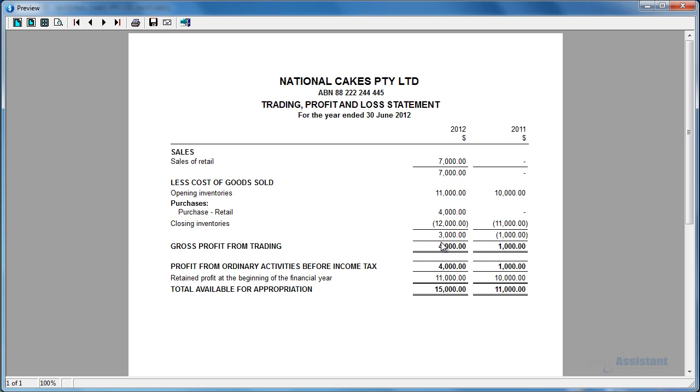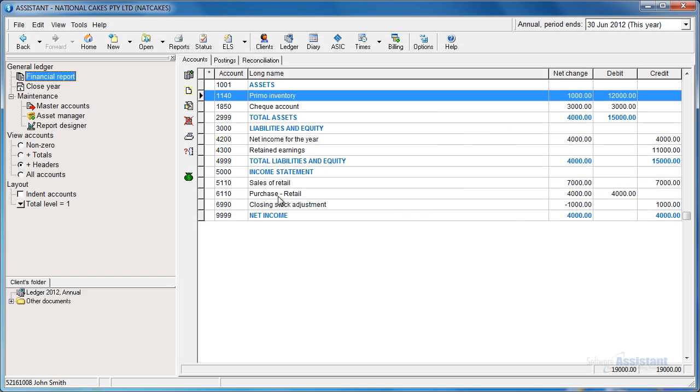I will recap what I've said. When making trading stock transactions, do not create opening or closing stock accounts. Post opening stock balances in the prior year as a closing balance. Always balance transactions to the stock account 6990 and use the closing stock adjustment wizard to work out the stock movement during the year.